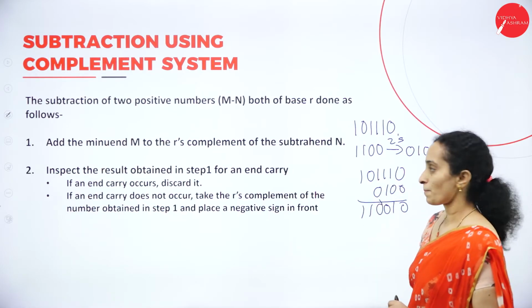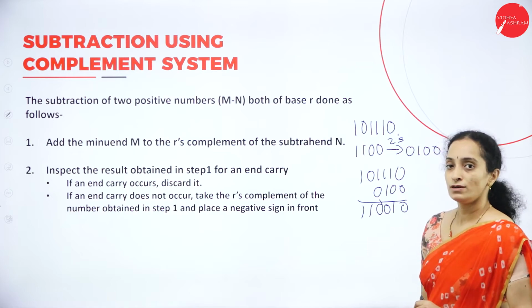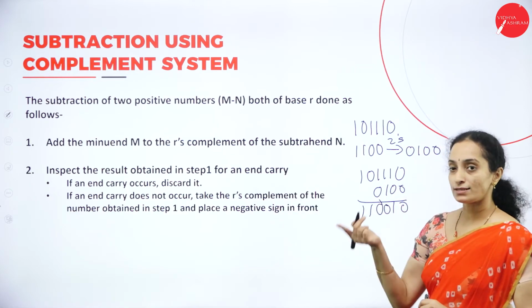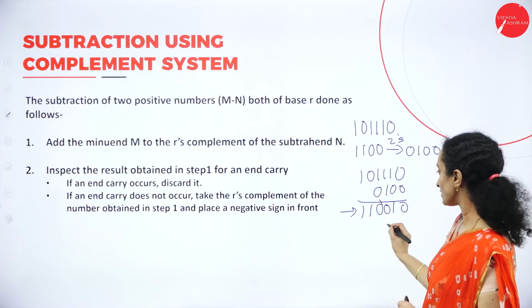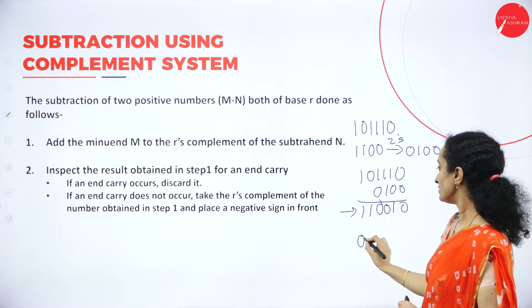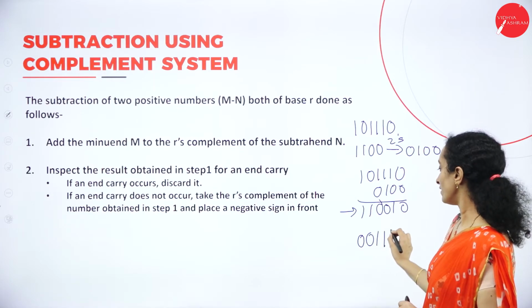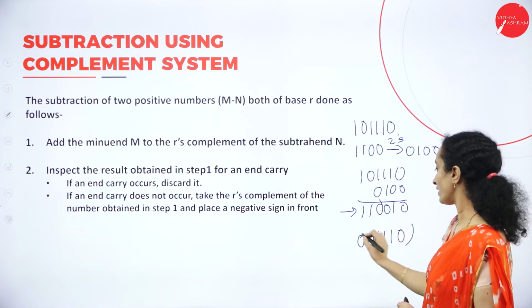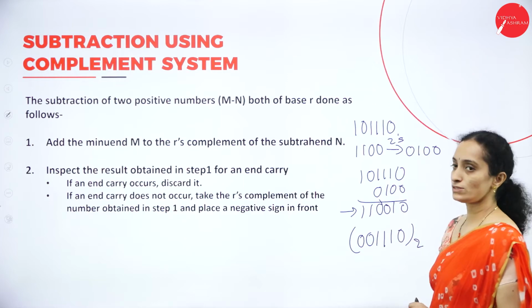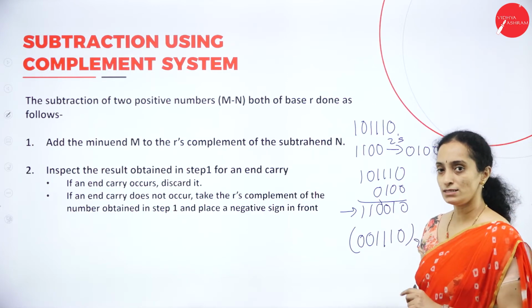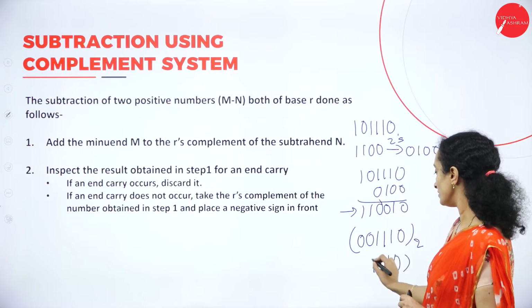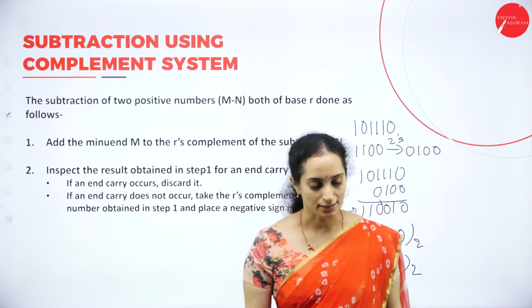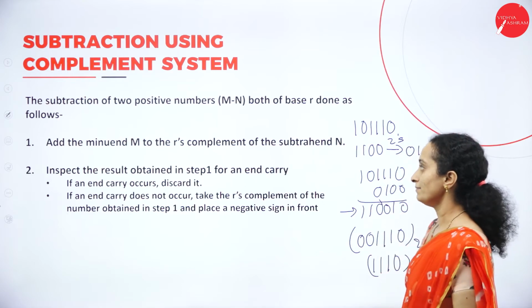Okay. So, you have to perform the r's complement because there is no carry. So, you have to perform the r's complement. This will be 0 0 1 1 1 0. Final result will be 0 0 1 1 1 0 or simply 1 1 1 0. Okay, this is about r's complement subtraction.